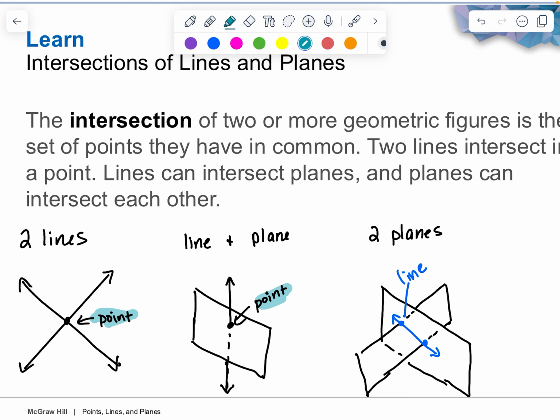Okay. Two planes intersect at a line. Now, the best way that I can explain this one, think about the two walls of your classroom. Look up right now and look at the corner of the classroom. Look at two walls where they intersect. They intersect in a line, okay? Not at a point. They intersect in a continuous line, okay? So that's where they intersect.